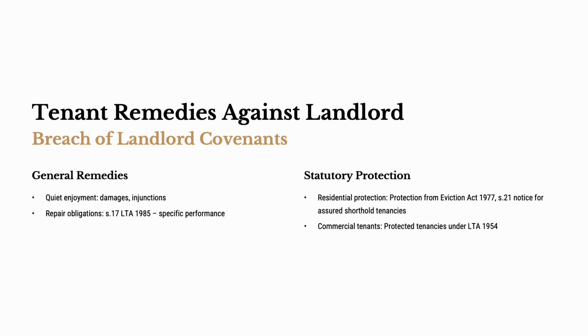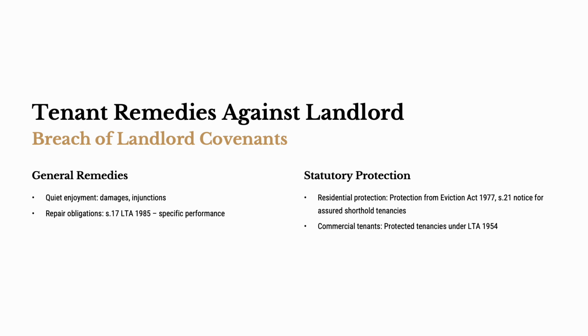The Protection from Eviction Act 1977 makes unlawful eviction, and also it makes eviction a criminal offense at some point. So unlawful eviction under the Protection from Eviction Act 1977 is a criminal offense. For assured shorthold tenancies, a Section 21 notice must comply with strict requirements before the landlord can obtain possession. So it's a bit hard to evict residential tenants.